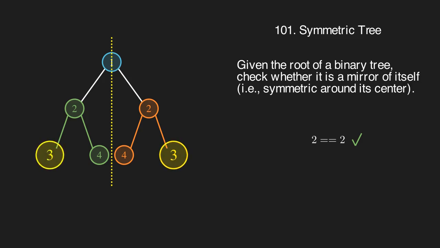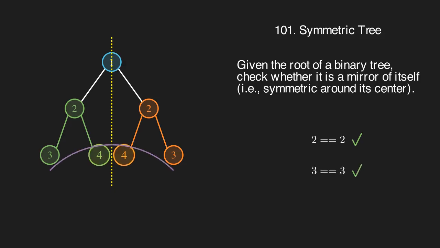Moving down to the next level, the comparison becomes a cross-check. The left child's left node, which is 3, resides on the outer left edge. Its mirror reflection is the right child's right node, on the outer right edge, which is also 3. Similarly, the left child's inner right node, 4, must be compared with the right child's inner left node, 4. Notice how outer nodes compare with outer nodes, and inner nodes compare with inner nodes.